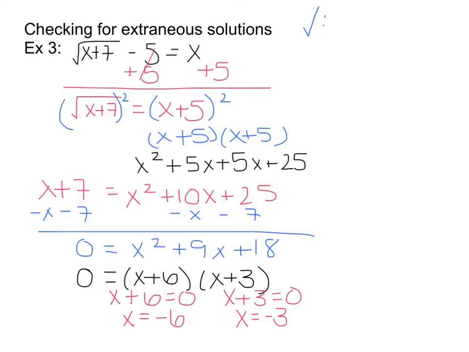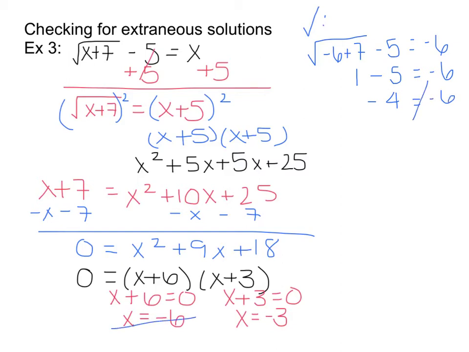Okay, so now this is very important for you to check your answers. I am going to plug x into my original equation, and I'm going to start with my -6. So I have the square root of -6 plus 7 minus 5 should equal -6. So -6 plus 7 gives me 1. The square root of 1 is 1. And then I have 1 minus 5 equals -6. So if I do 1 minus 5, I'm going to get -4. And since -4 does not equal -6, x equals -6 is extraneous.